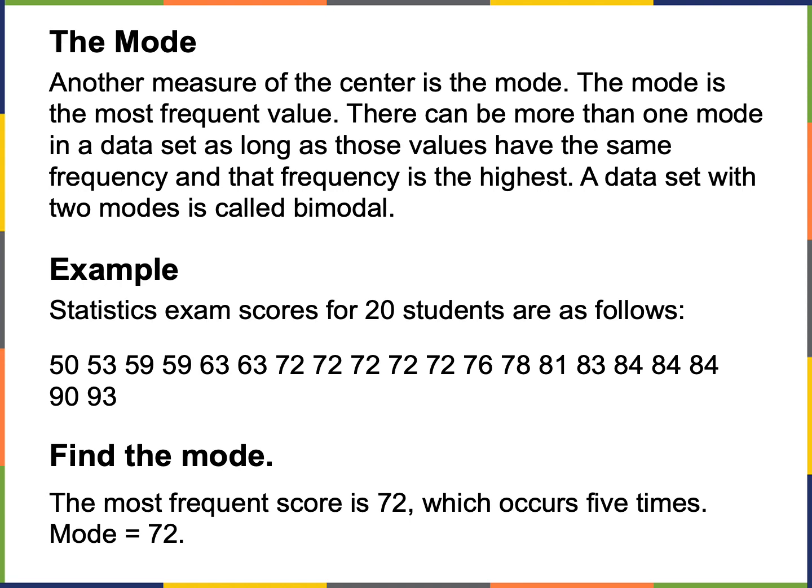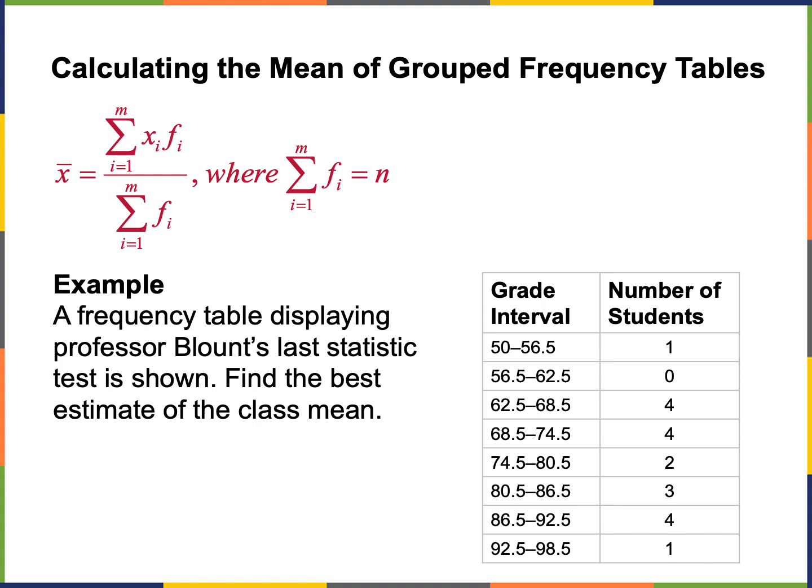The only last thing I want to talk about is grouped frequency tables. Let's say you have a frequency table with some grade intervals, where it doesn't give you the specific grade, but says one student earned between 50% and 56.5%. Nobody earned within this range. 4 students earned between 62.5 and 68.5, and so on. How do you enter this in the calculator?